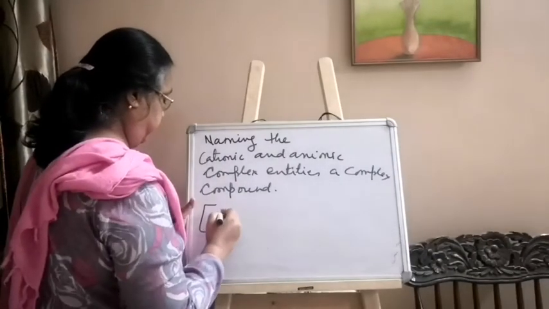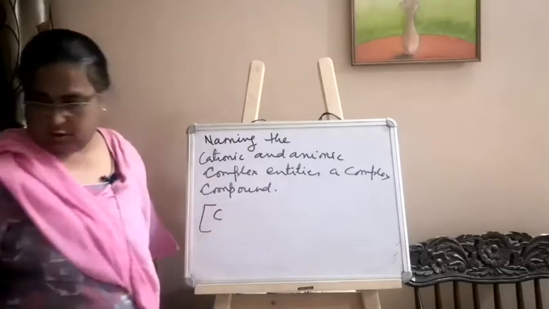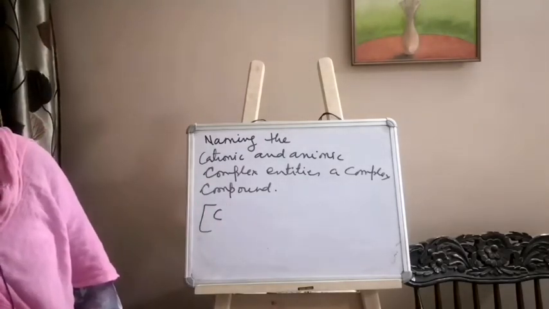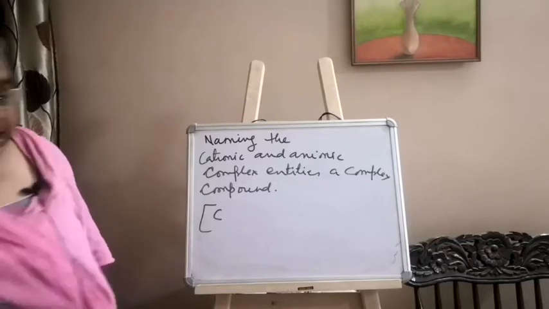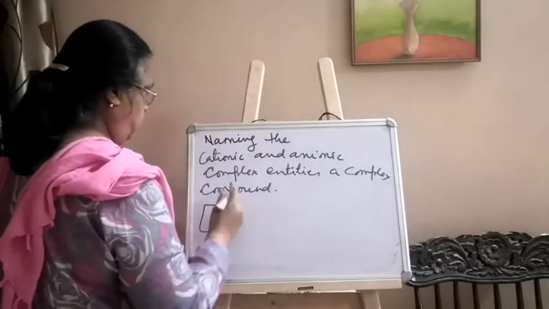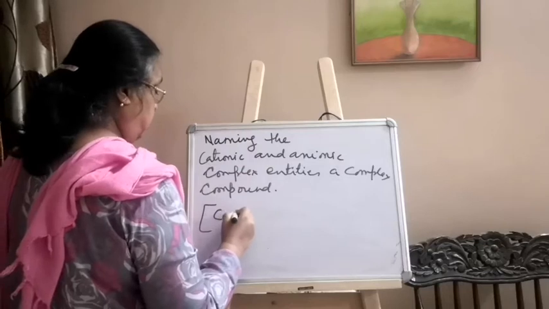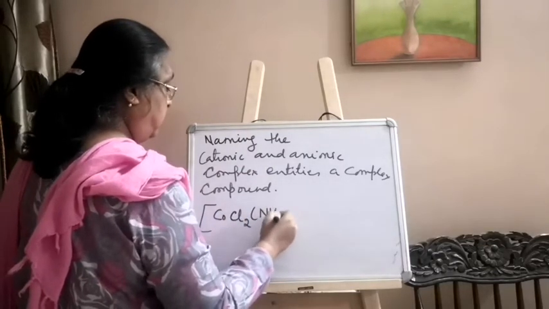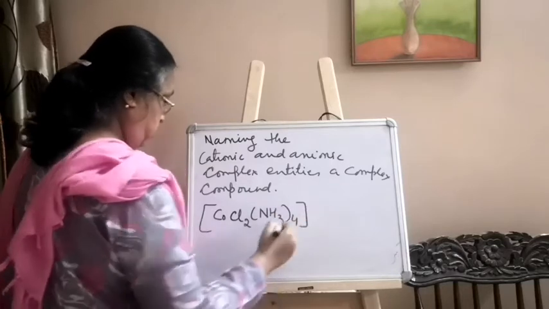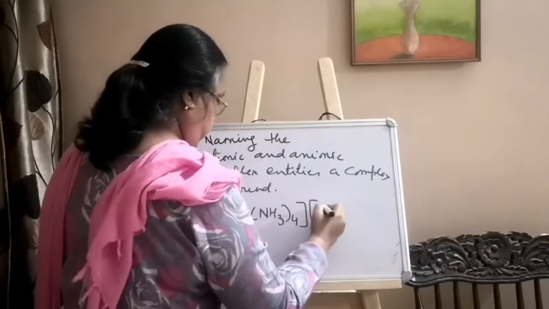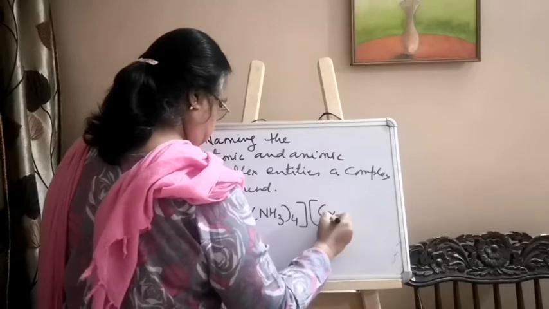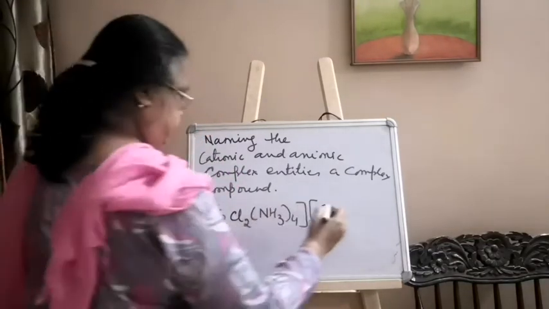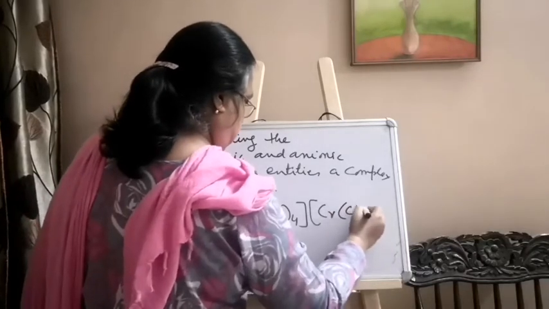Take an example, one example I have written and brought for you, very common in the board exam, that is cobalt, Cl2, NH3 4, and chromium with cyanide, CN6.